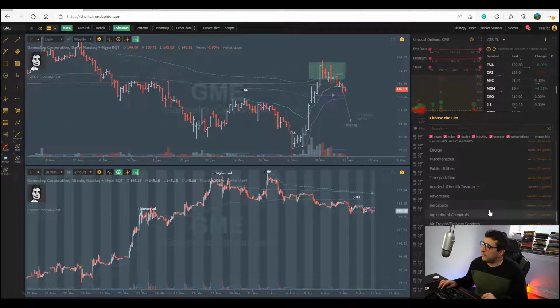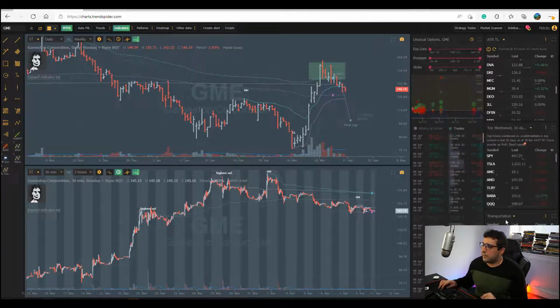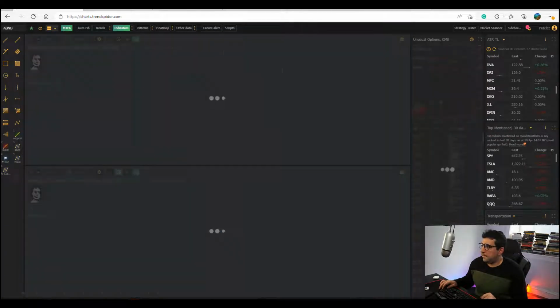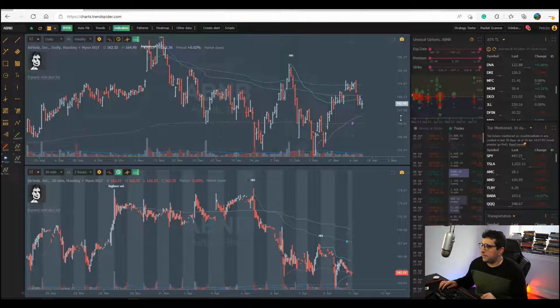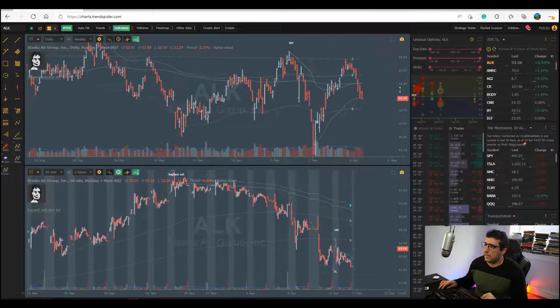Crypto stuff. You can even look at indexes. For example, I want to know which transportation stocks are really moving, and obviously those are really in play right now because we had a big issue on the transportation side. A lot of those stocks really came off recently.